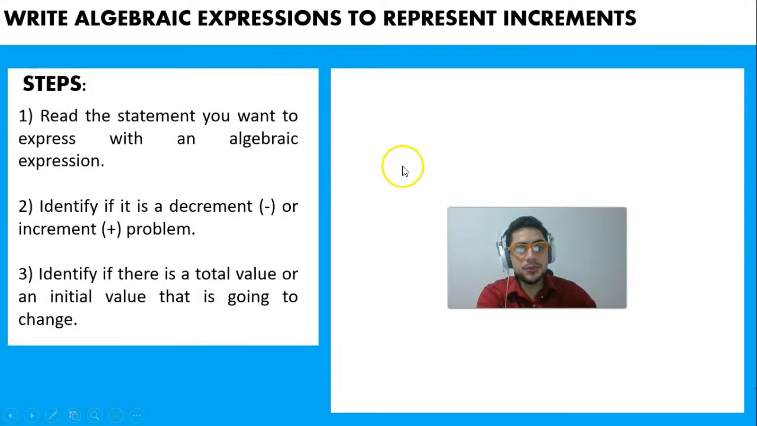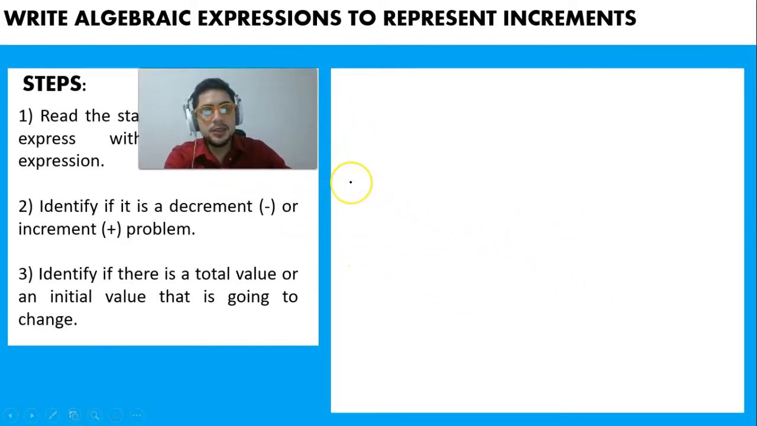So guys, whenever we're going to write down an algebraic expression in order to represent an amount that is increasing, we're going to be taking into account the following three steps. The first one is that we're going to read the statement carefully, and that way we're going to identify whether or not we are facing a problem with an increase or an amount that decreases, right? A decrement or an increment, right? Now we have to see how often this amount increases in this case, and if there is an initial or total amount or value, right, that is going to change over time, right, or with use, really depends on the situation or the problem. So let's take a look at today's example.